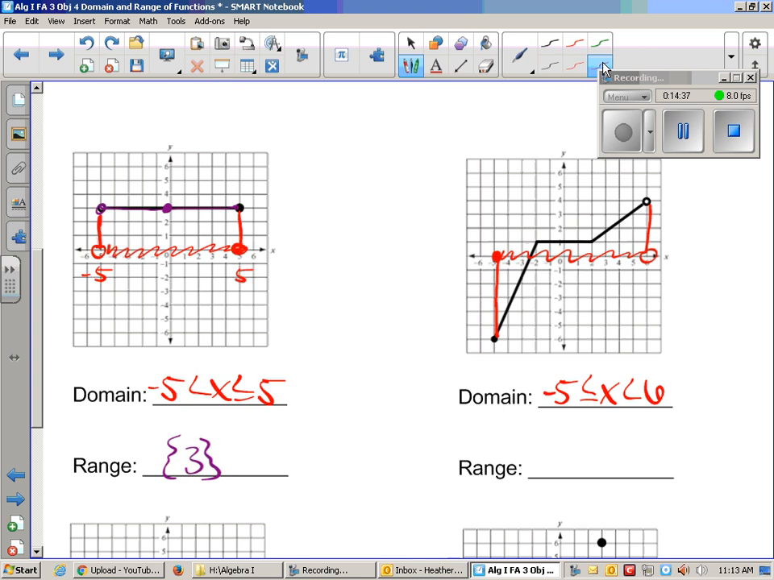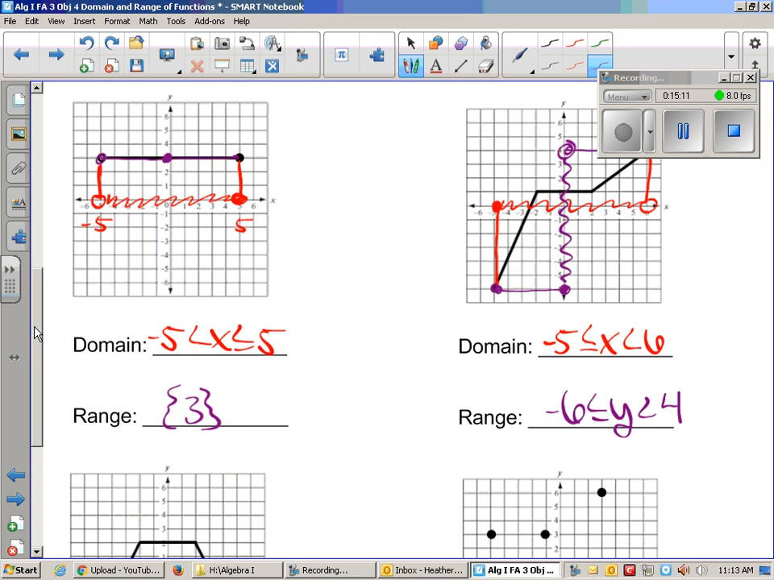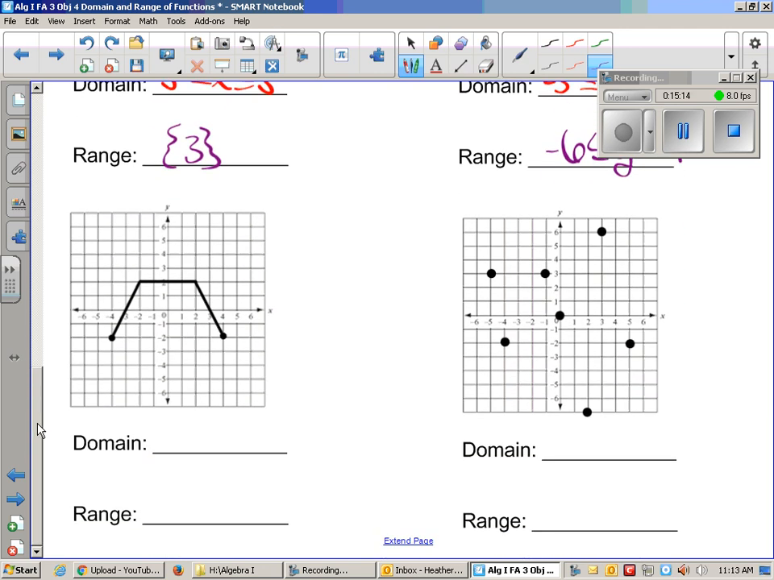My range, filled in circle, starts at -6, goes up to 4. So this here is my range. So starts at -6, remember to use y, ends at 4. That's my range. Okay, so these are certainly way harder than the tables and the ordered pairs, but they can be done. Just make sure you get your domain and your range in the right order. Domain are x's, range are y's.